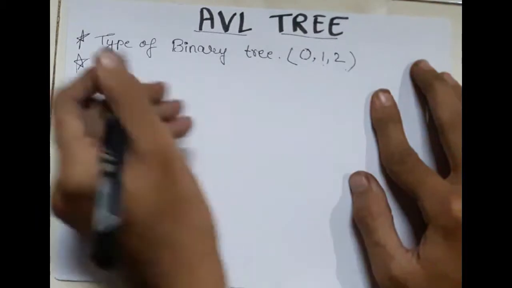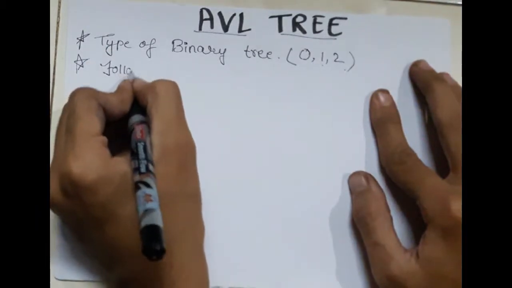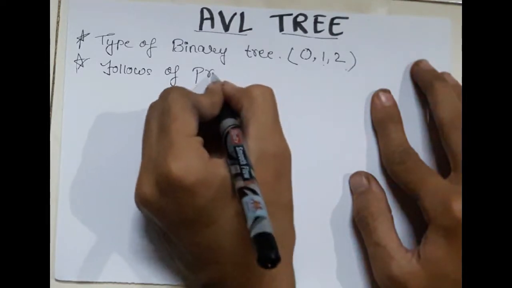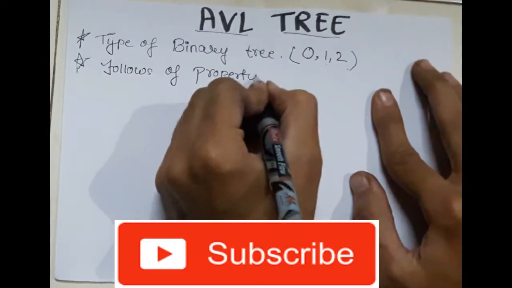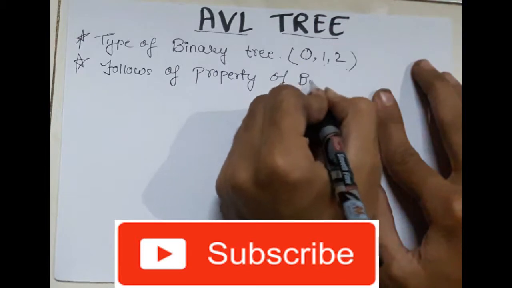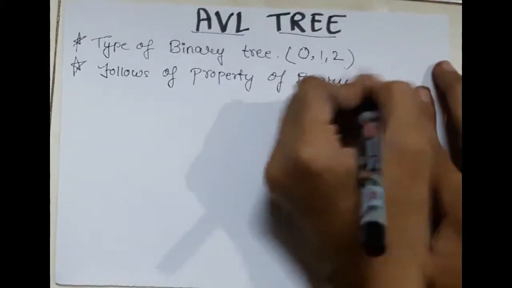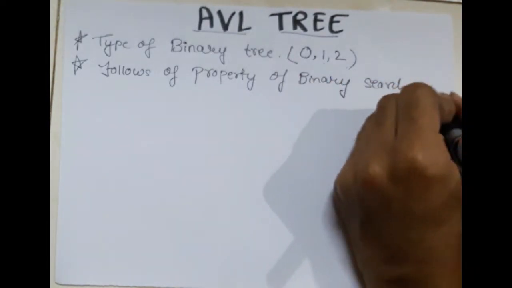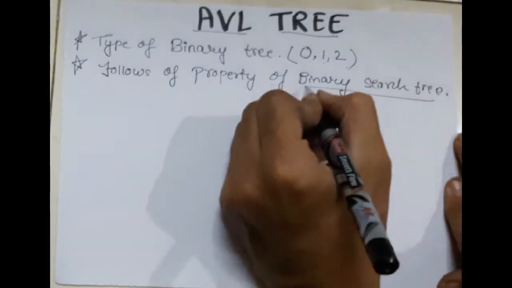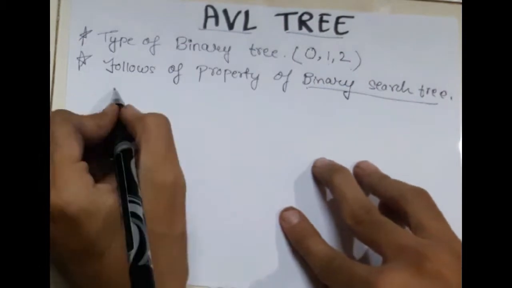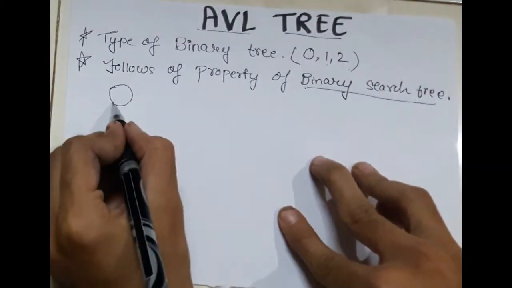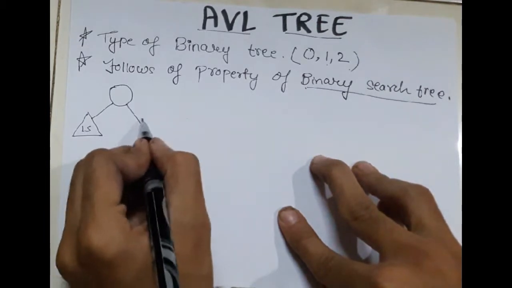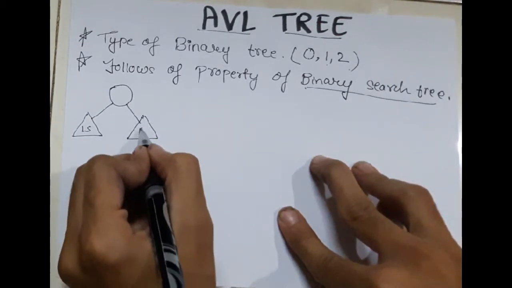Then second, it follows the property of binary search tree. Okay. Now what is a binary search tree? See, suppose this is the root. Then this is left subtree. And this right subtree. Okay.